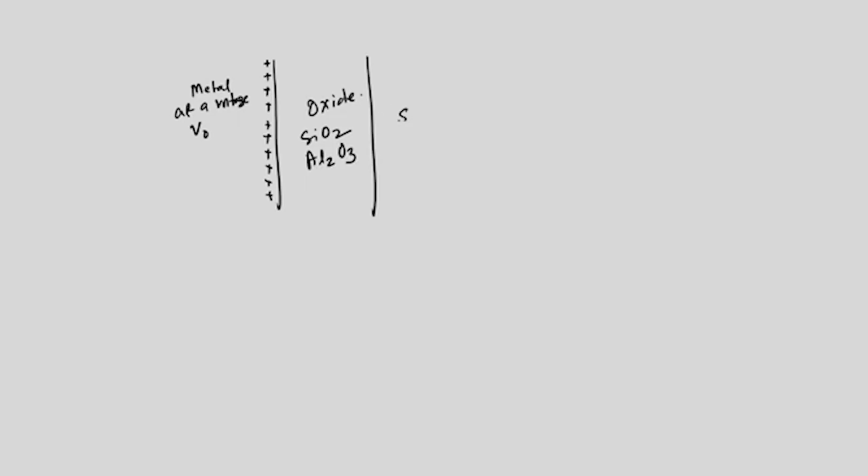There is a metal at a voltage V0. So, it is attached to a battery at a voltage V0, and these are the charges being accumulated here. This is that oxide layer, like silicon oxide or aluminum oxide and so on, these insulating materials, and there is a semiconductor.